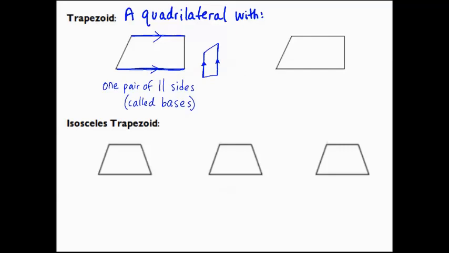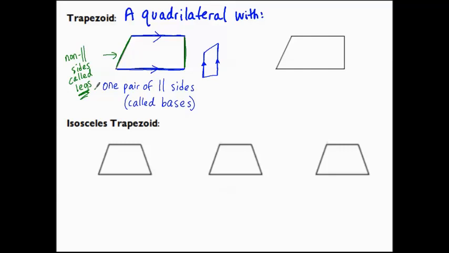The non-parallel sides have a name as well. Those are called the legs. So this guy not parallel to this guy, those two sides are called the legs. Let's make a little note about that. The non-parallel sides are called legs. Okay, legs. Bases parallel, legs not parallel.